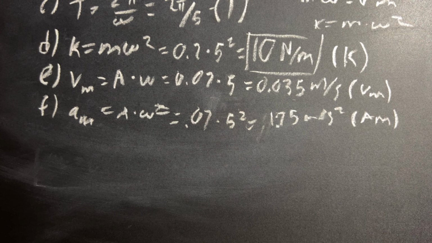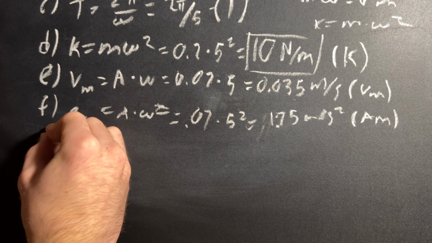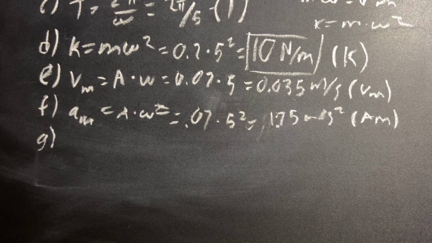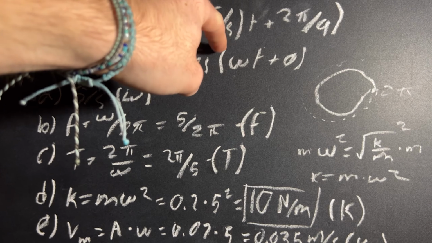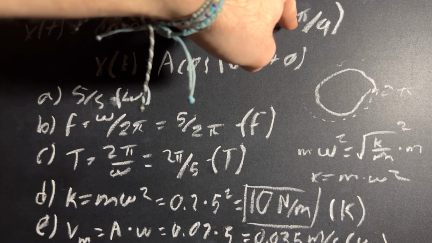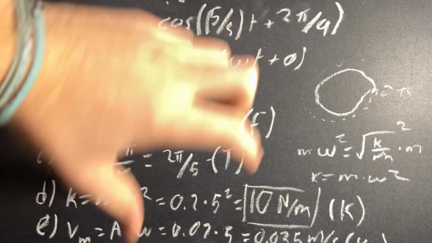So now for G, what if we want to know the phase? Well, the phase is simply everything inside of the cosine function. So everything inside the cosine is the phase. If you remember, in our original equation, we have cosine of 5 radians per second times t plus 2 pi over 9. Everything in parentheses here is going to be the phase.